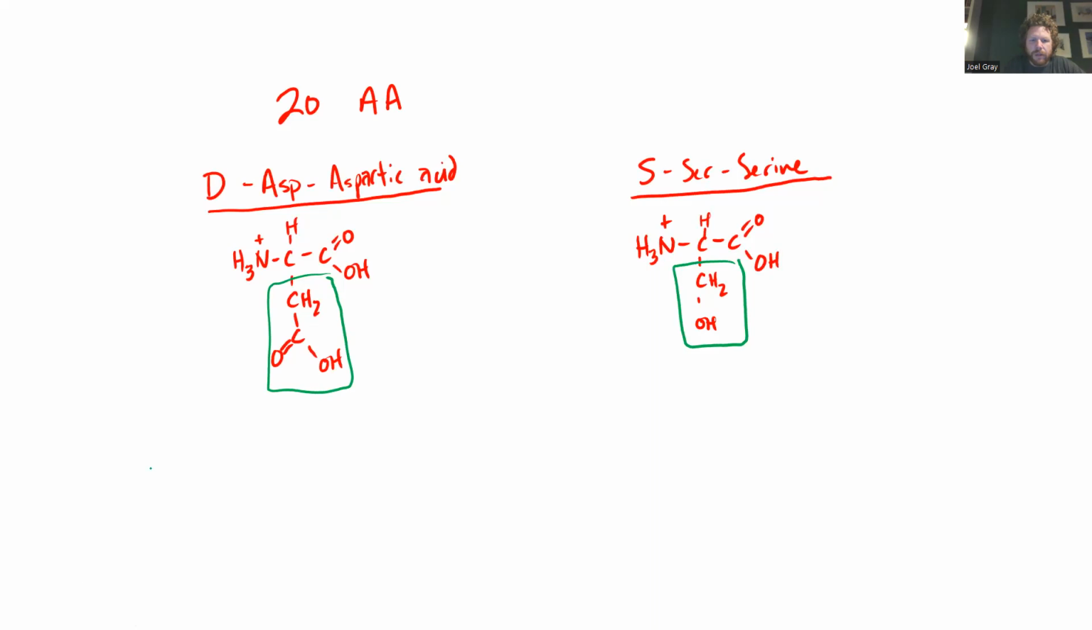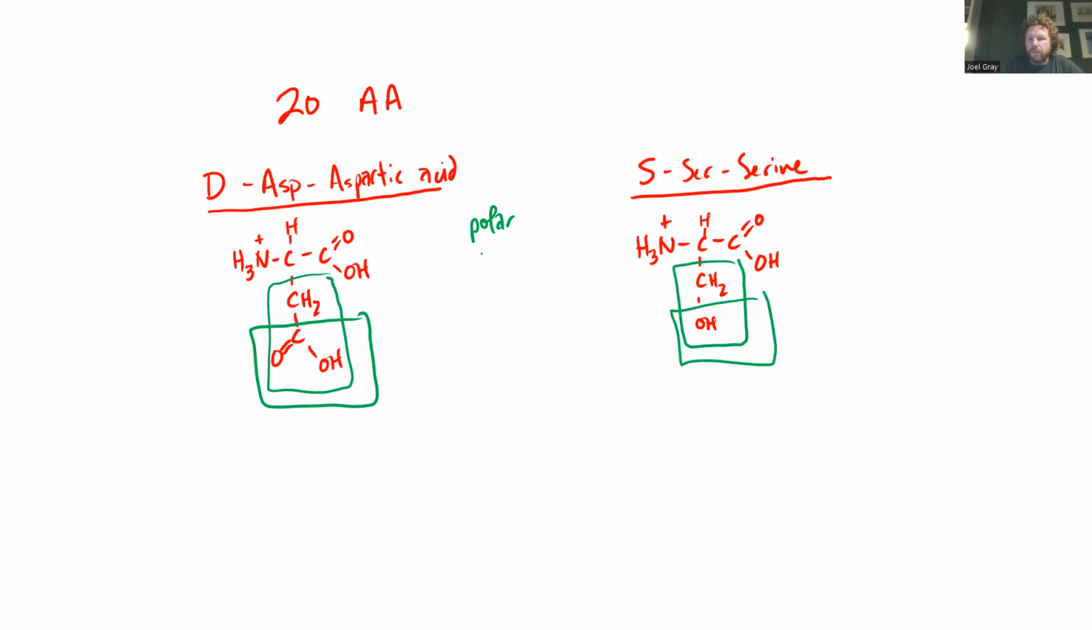Now, for each of these amino acids, what I want you to recognize is that there are two functional groups. There's an alcohol, which is right here, and then we have a carboxylic acid right here. So these two amino acids are classified as polar due to these R groups having a pole to them. There's electronegative atoms that are going to be pulling that electron density in one direction. So these two amino acids are both classified as polar.